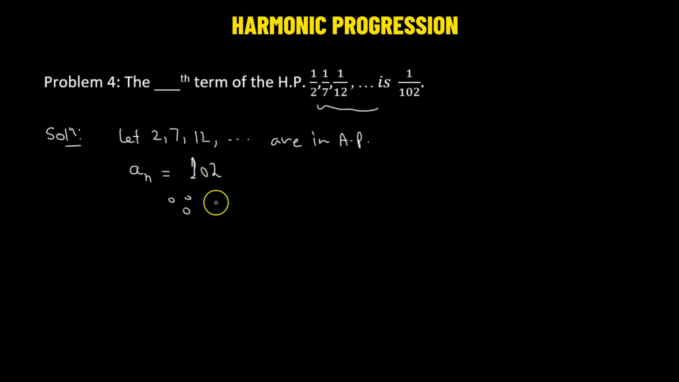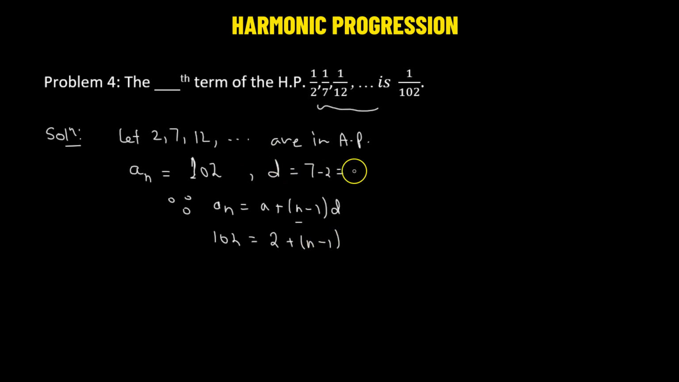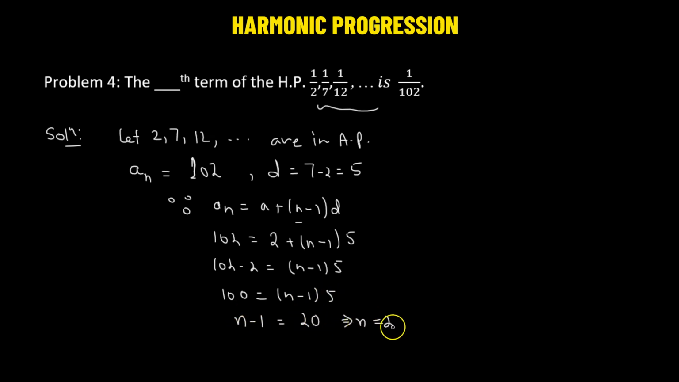Now we know that the nth term is given by a plus n minus 1 times d. So that's going to help us find the value of n. So what is the nth term? That's 102. This will be equal to the first term plus n minus 1 times the common difference. We'll also have to find the common difference. So the common difference is 7 minus 2, which is 5. We have 102 minus 2 equals n minus 1 times 5. So we get 100 equals n minus 1 times 5. So n minus 1 will be 100 divided by 5, that's 20, which gives us n equals 21.